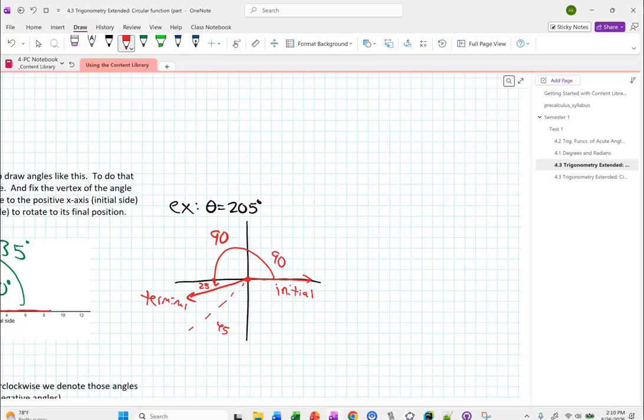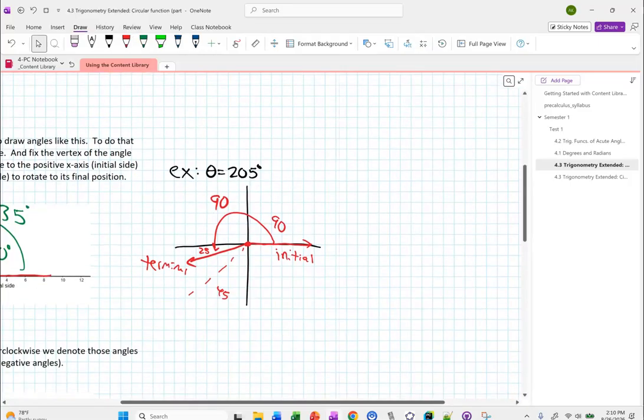Is everybody okay with how I drew this? When you draw yours, I'm going to require that you're also drawing these rotation marks. So you show me which way you're rotating. Is everybody okay with that? Okay. Let's do another. Sound good?